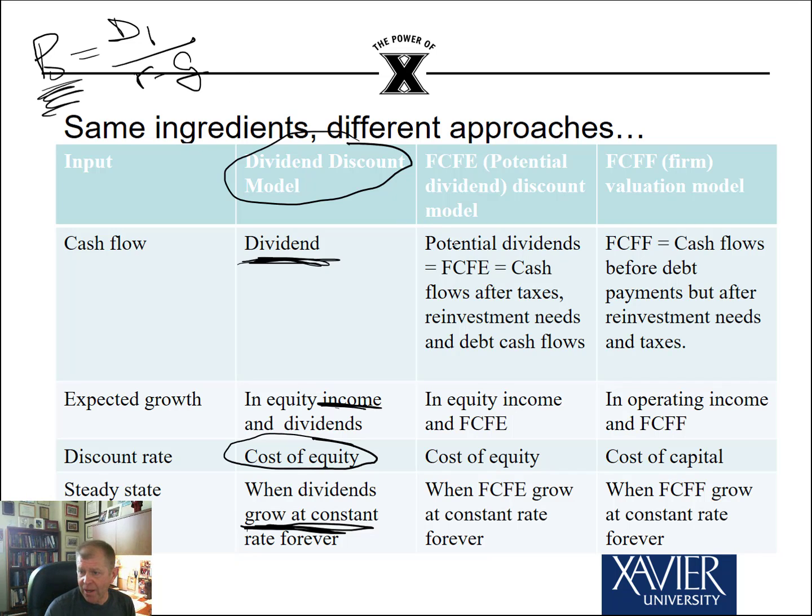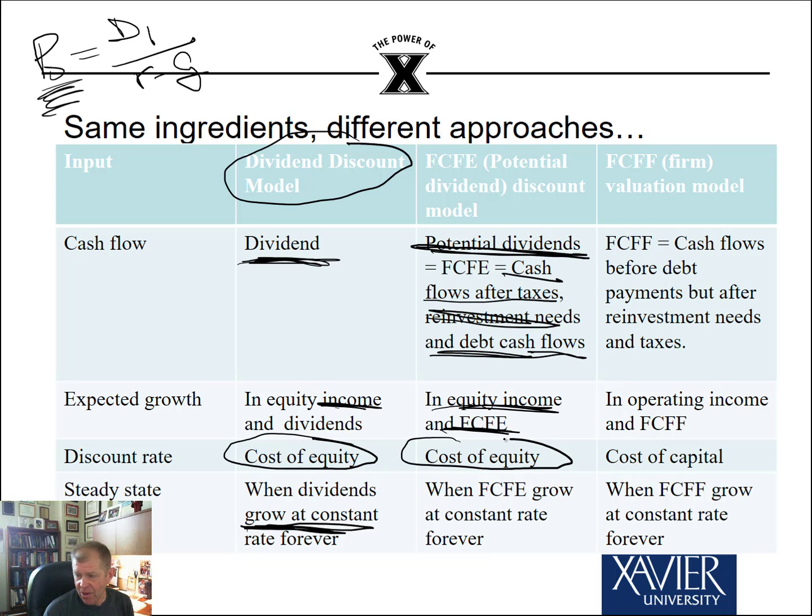With our free cash flow to equity, instead of discounting dividends, we're going to discount potential dividends. So we're going to look at cash flows after taxes, minus any reinvestment needs, and any cash flows like interest payments that go to the bondholders. Our expected growth is going to be in income, and that determines what I can pay out in free cash flow to equity. I discount again with the cost of equity, and I'm going to forecast out individual years until the free cash flow to equity is going to grow at a constant rate.